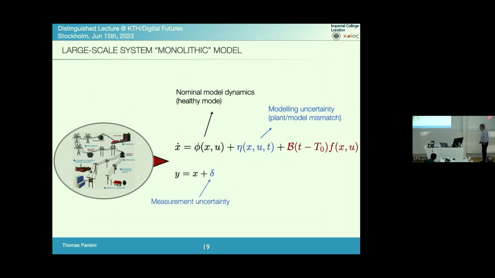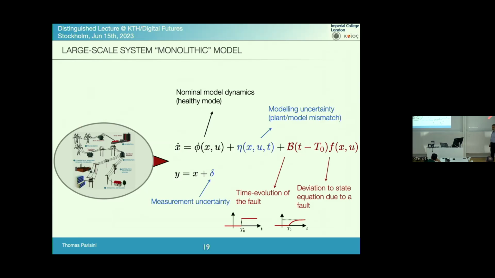You might, of course, have uncertainty on the measurements. Now, for the sake of simplicity, I just wrote it as an additional disturbance, but you might have more complicated equations here as well. And then the red part is what represents the fault, okay? So the fault typically is represented in this way, where you separate the time evolution of the fault, abrupt or incipient. In the case of the abrupt fault, what we don't know is when the fault has occurred. In the case of an incipient time profile, then you might also not know the rate of evolution of the incipient fault. That is another unknown in our problem.